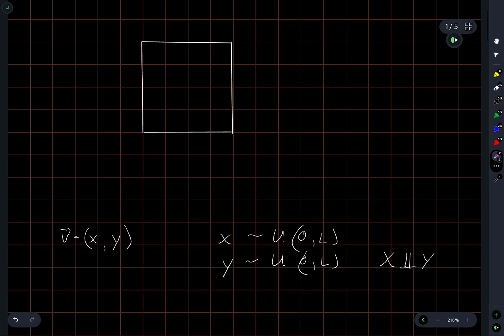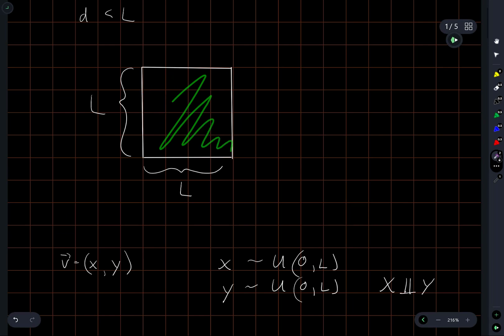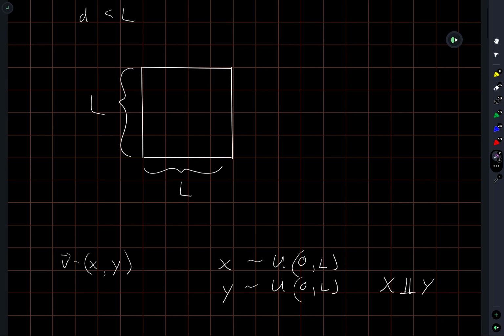Okay, so I throw my hoop into this square. This is L by L. What I need now is to find the region inside this square where if the center of the circle lands there, the hoop will be fully contained within the square.